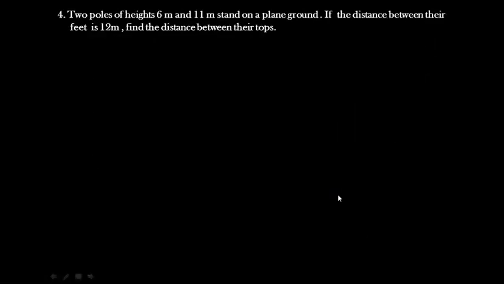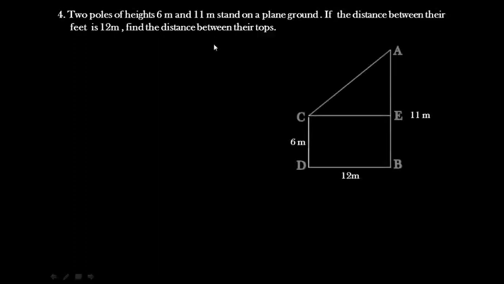Now my next question is: two poles of height 6 meter and 11 meter. So there are two poles, CD and AB, whose heights are 6 meter and 11 meter, standing on plain ground. If the distance between their feet is 12 meter, that means this distance BD is equal to 12 meter. Find the distance between their tops. So I need to find the value of AC.